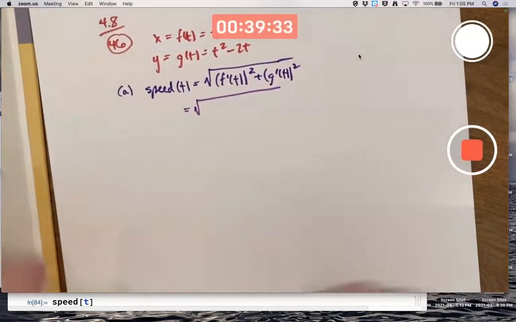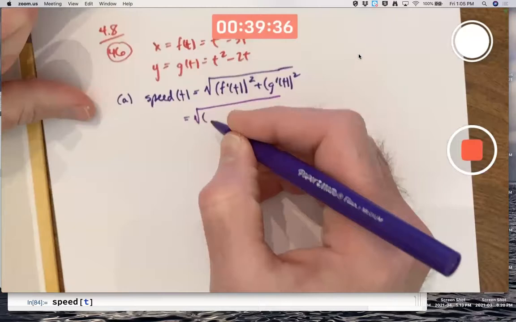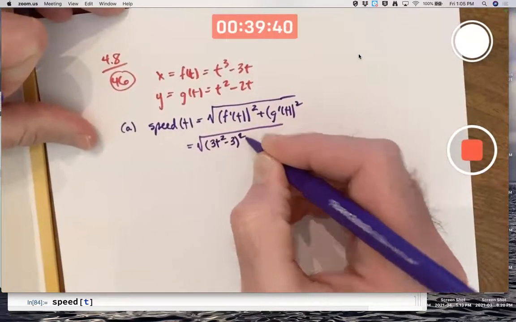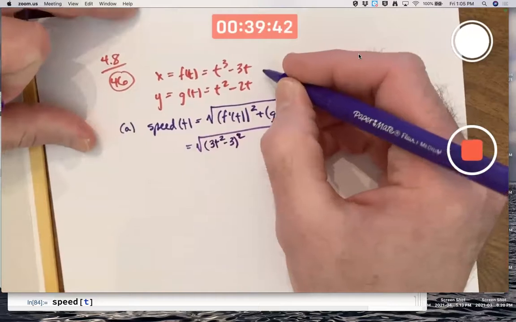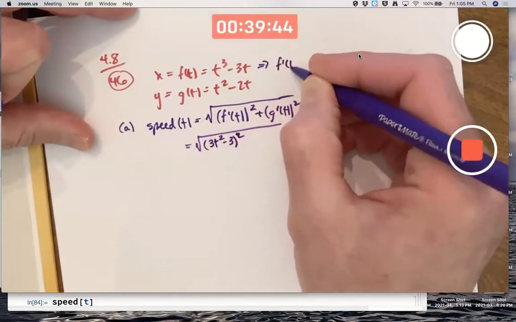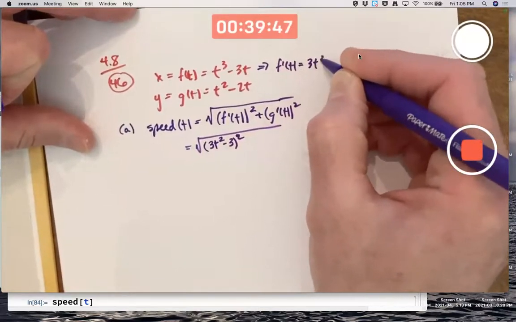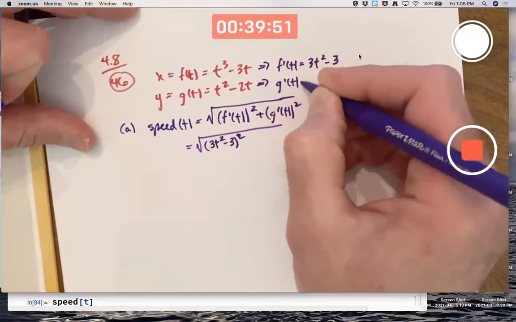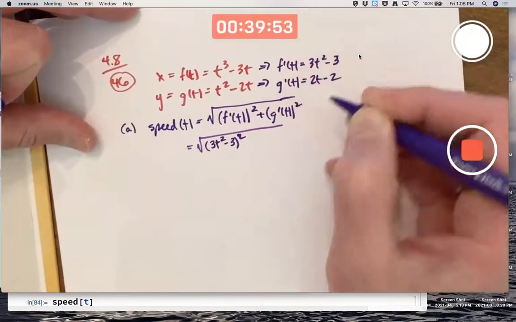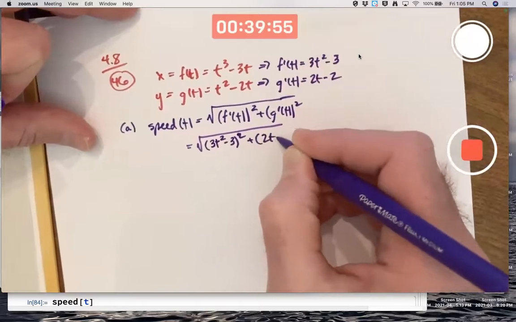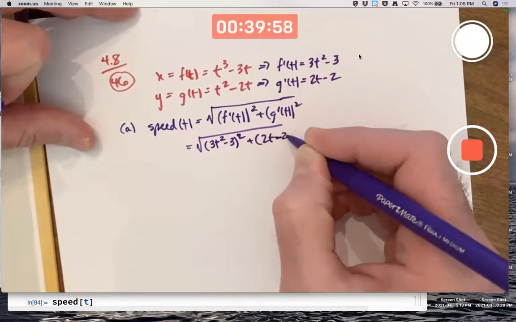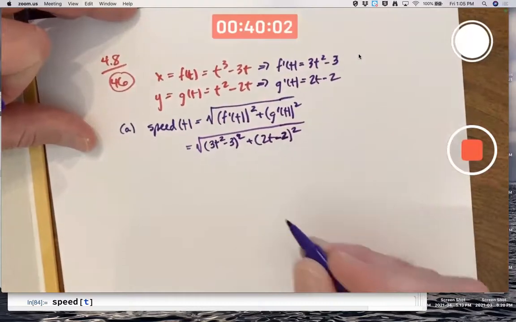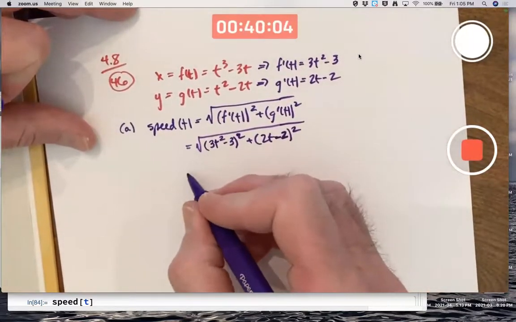So I've got to find f prime of t. Just differentiated this here. F prime of t is 3t squared minus 3. Got to square that. G prime of t is 2t minus 2. Got to square that. And let's go ahead and simplify this.